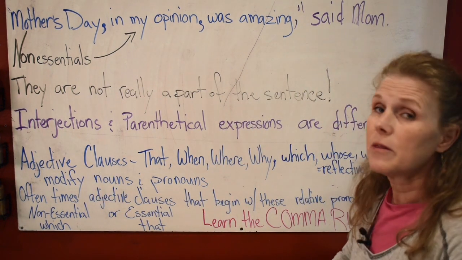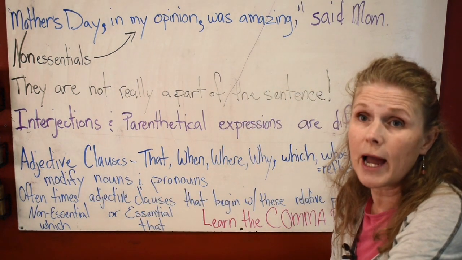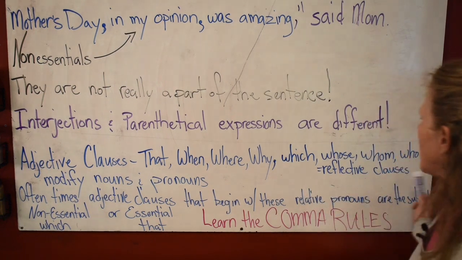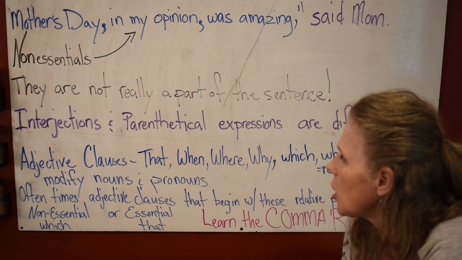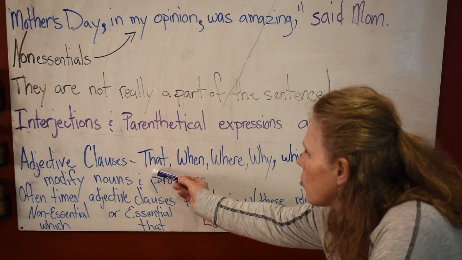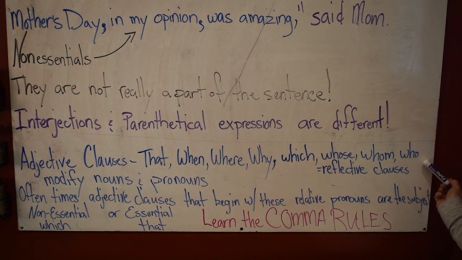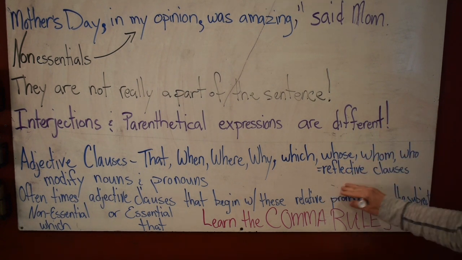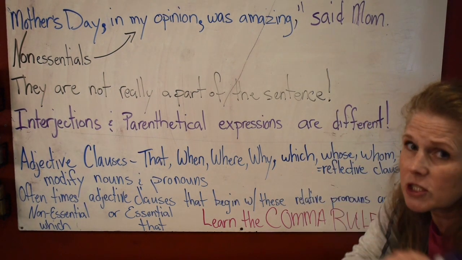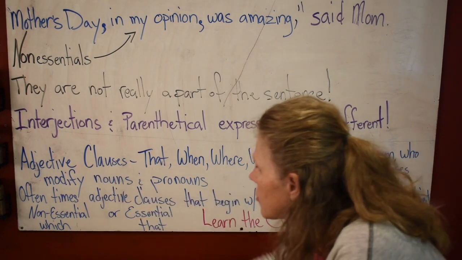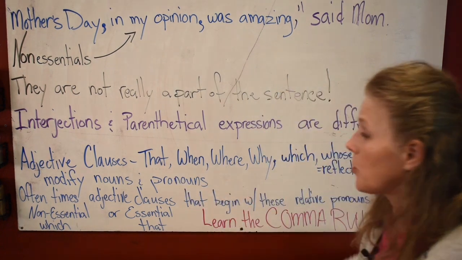Adjectives, remember, they describe nouns. You can have adjective clauses describe nouns. This whole entire clause will describe a noun. Adjective clauses, they are words that begin with that, when, where, why, which, whose, whom, who. Now remember, these are relative pronouns. When you start them, you're going to start a dependent clause. Most likely, they're going to be adjective clauses. They modify nouns and pronouns.